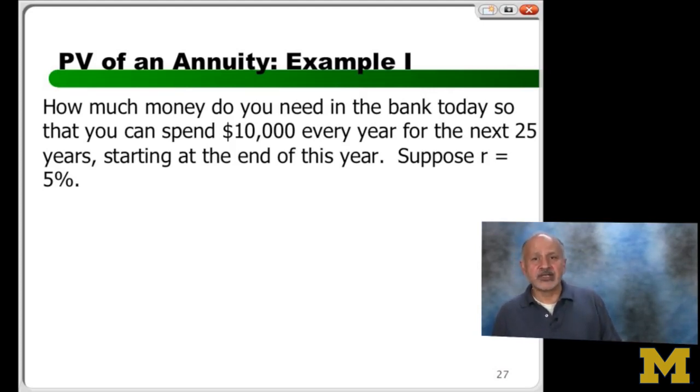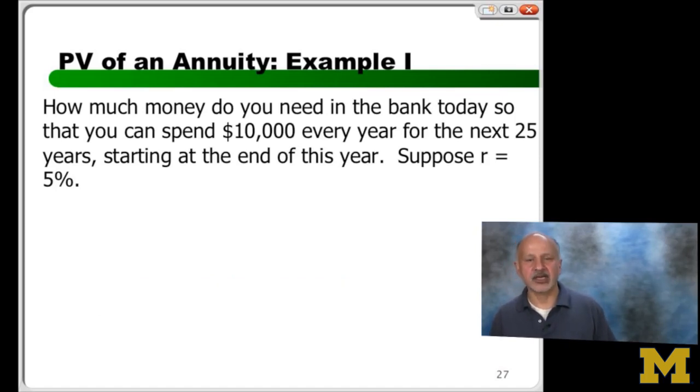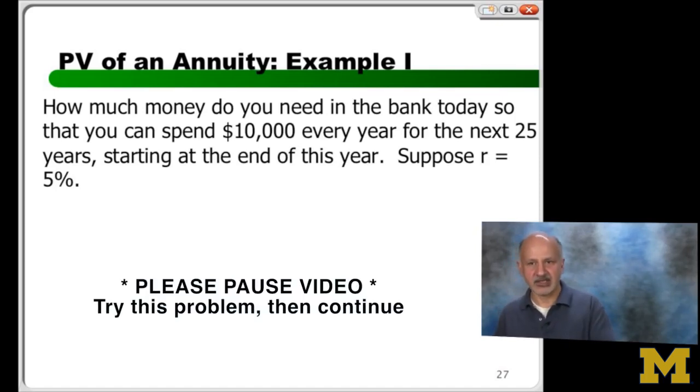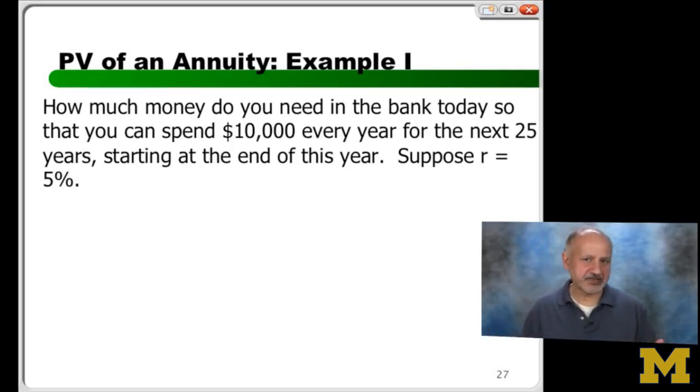How much money do you need to put in the bank today so that you can spend $10,000 every year for the next 25 years, starting at the end of this year? So think about this. What kind of problem is this? This is a problem where you need money today and you are thinking about using it and depleting it over time, right? So suppose the interest rate is 5%, and I think we are becoming very real with interest rates. We've gone from 8 to 5 now. That's where the real world looks like right now.